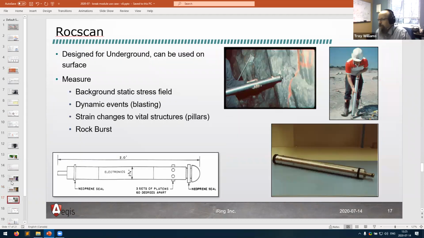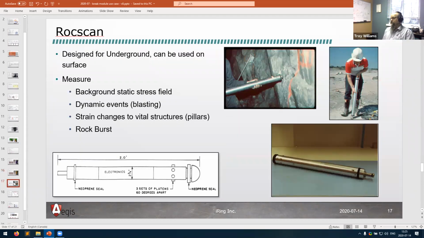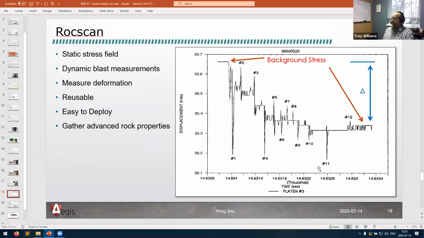So another interesting innovation that we're coming out with as a direct result of the experiences we're having in the field is we're coming to market with a new type of stress probe. We call it the rock scan, and it's designed for underground use and surface as well. And it's designed to measure background static stresses. It's particularly well suited for the dynamic blasting events. You can also measure strain changes to vital structures such as pillars and potentially monitor for rock bursts. But for us, the important part is that we can use the data to estimate the properties we need to feed our models.